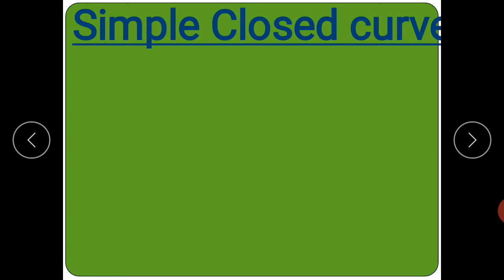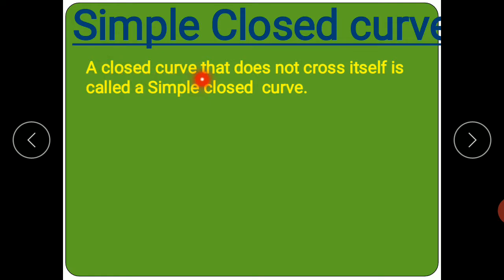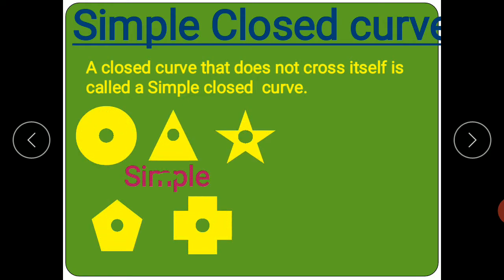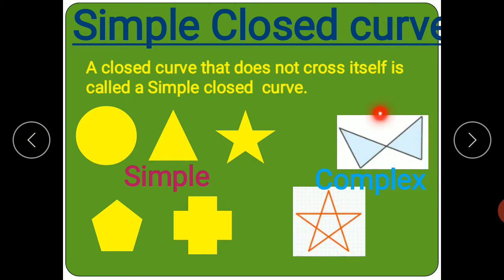Simple closed curve. A closed curve that does not cross itself is called a simple closed curve. Simple closed curve means it's a closed curve that does not cross itself. See, this is a simple closed curve because it does not cross itself. Look at these. These are also closed curves but not simple closed curves. These are complex curves because they are crossing themselves. You can see that intersecting point.